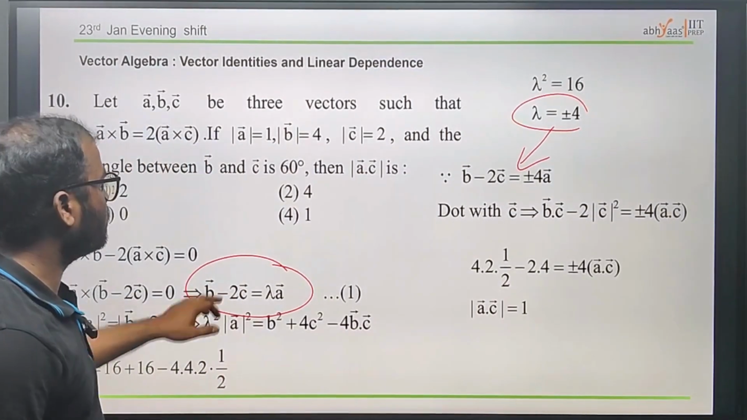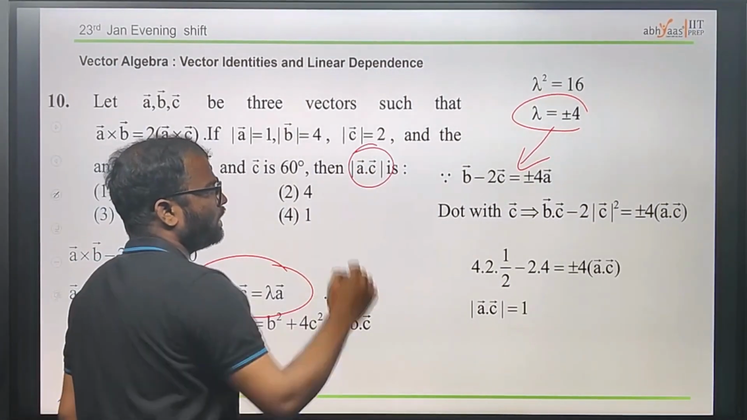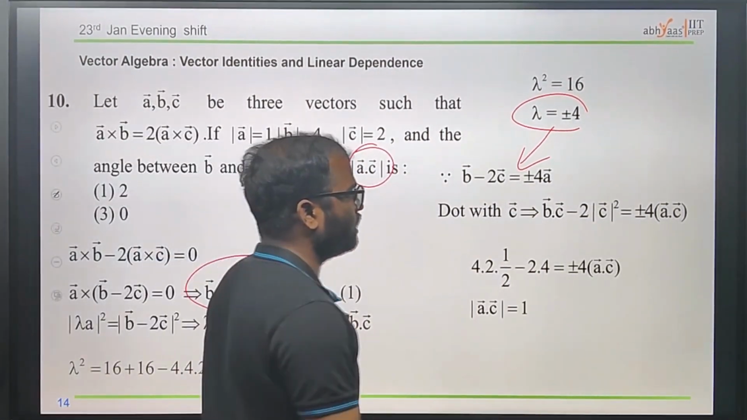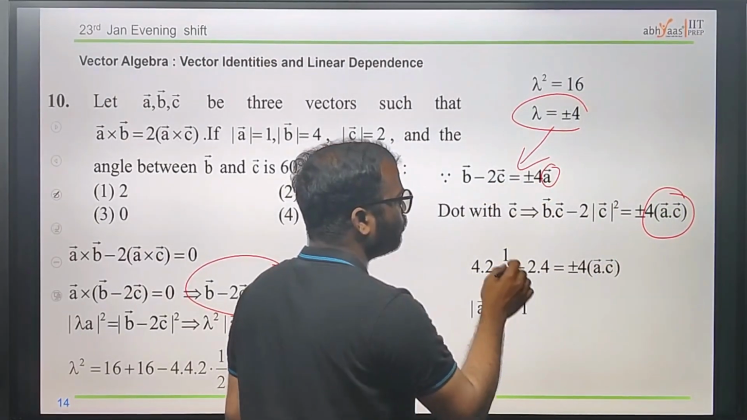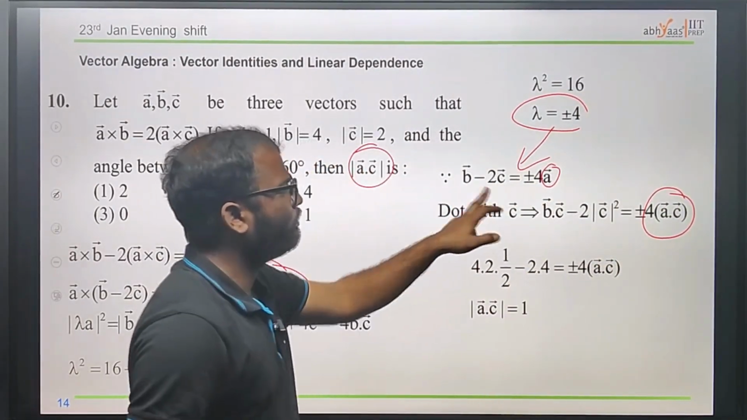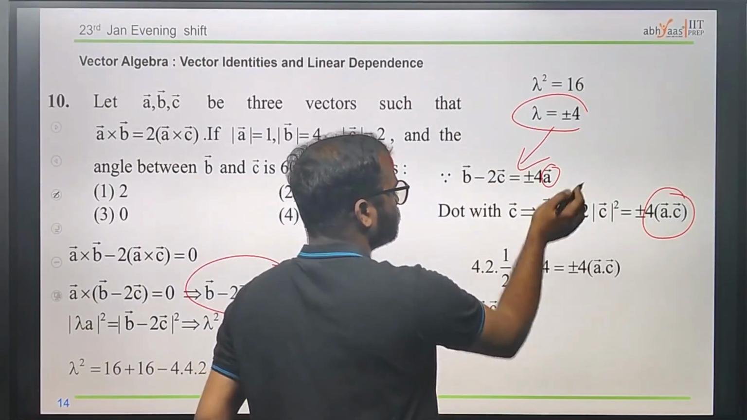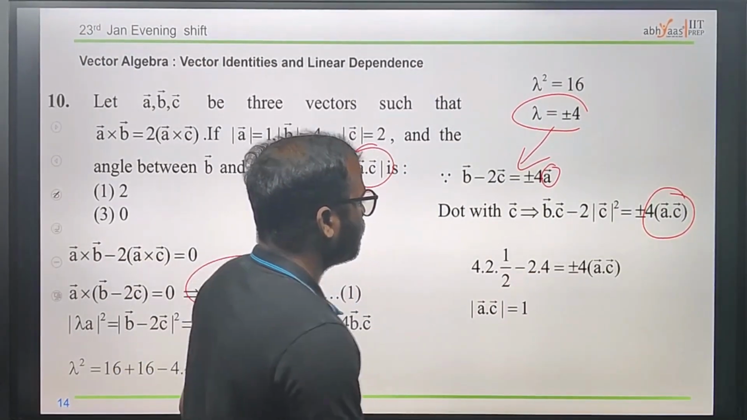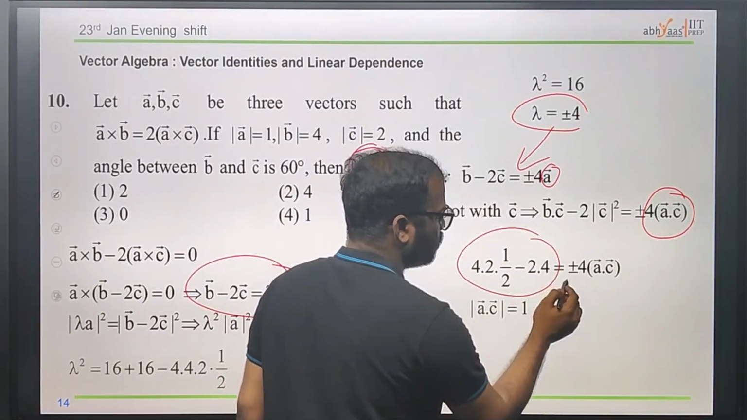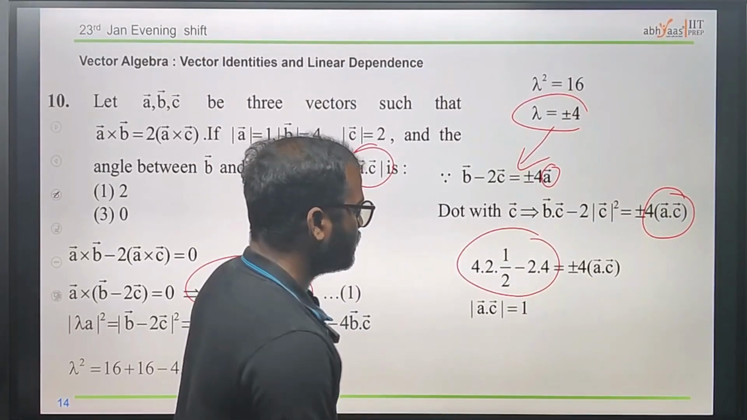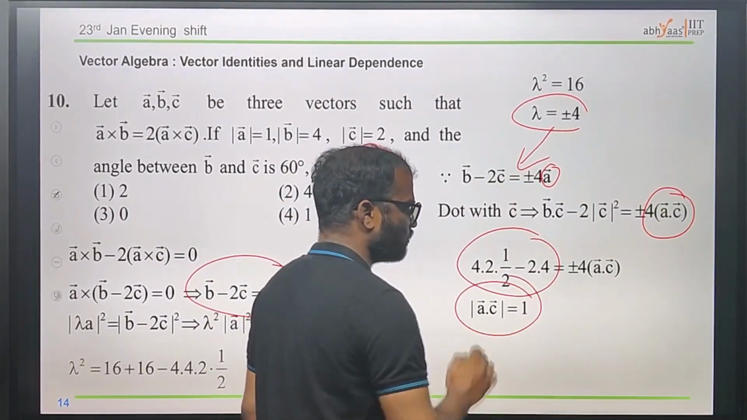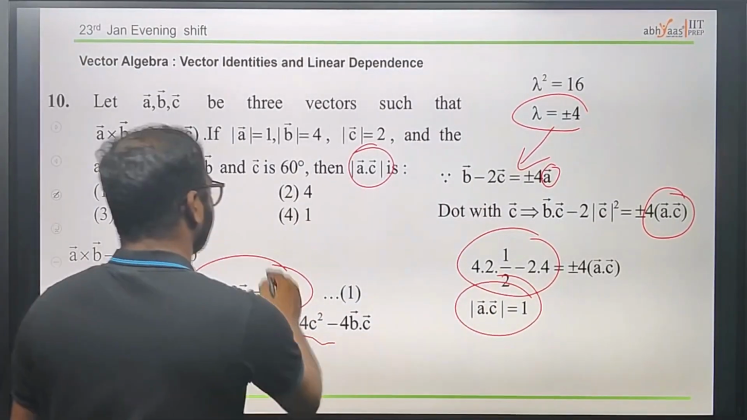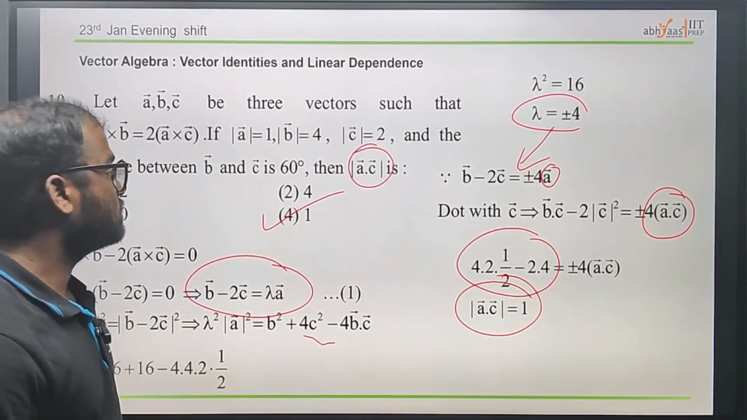Now we need to do the dot product with c bar, so we just need to find this one. To do the dot with c bar, we make a dot product with c on both sides. After simplifying, this is equal to plus or minus a dot c, and on this side the magnitude of a's dot product will be equal to 1. That's how we got 1 as the answer.